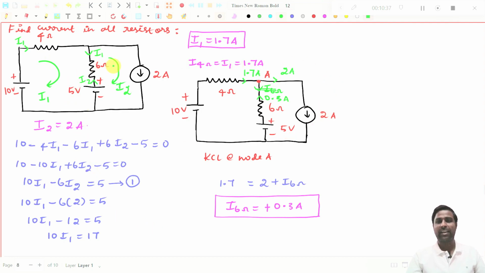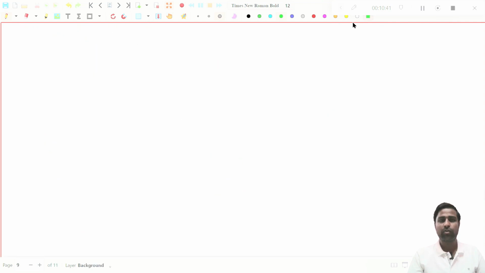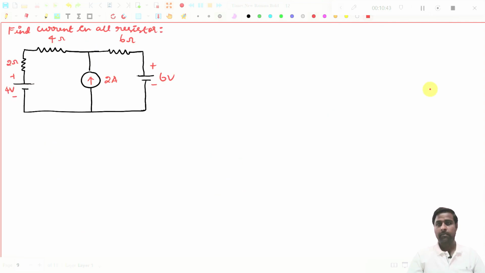And we will take another problem now. For that, we will go to the next page. And you see, this is the second problem. The question is same. Find current in all resistors. There is only three resistors. This 2 ohms, 4 ohms, and 6 ohms. And this 2 ohms and 4 ohms is connected in the first loop. So I1 will flow in 2 ohms and 4 ohms. And the 6 ohms is connected in the second loop. Obviously, I2 will flow in the 6 ohms resistor. Anyway, there is no problem in that.